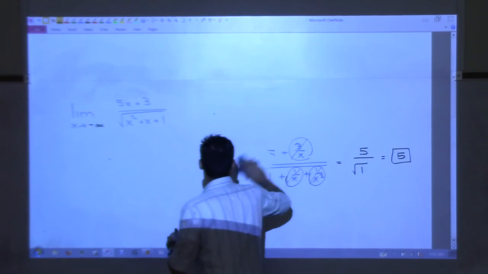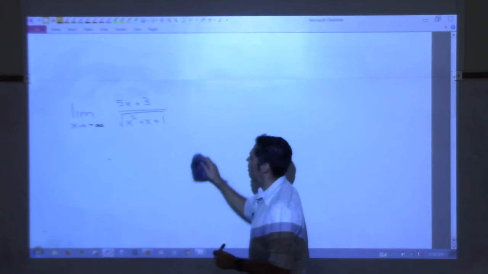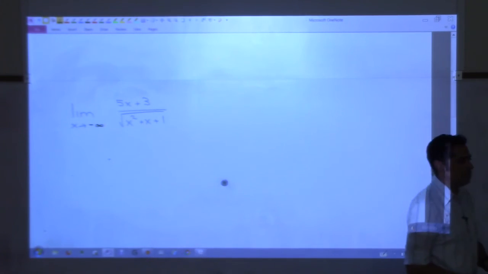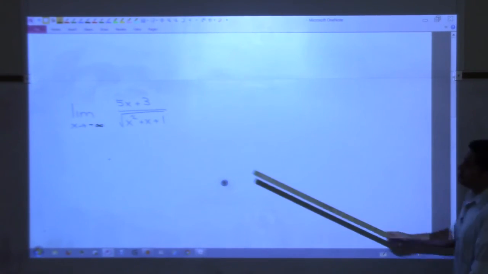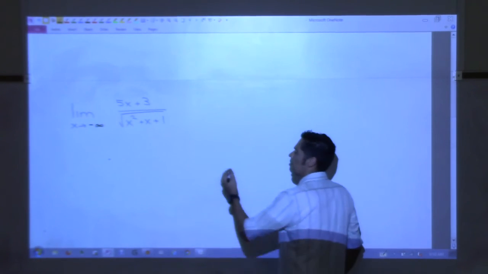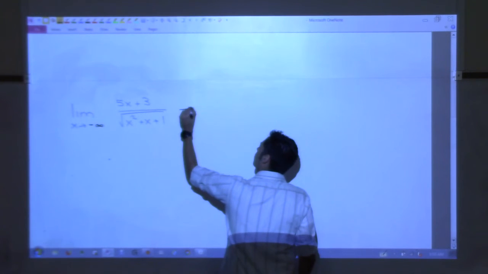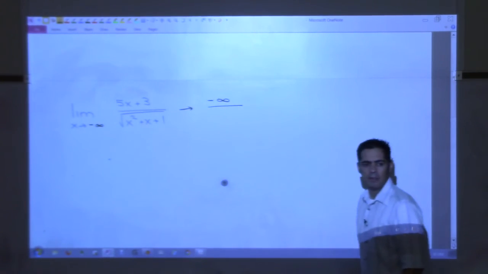We have not done negative infinity, so the only difference is that our number's getting big, but it's negative. So let's see if that has any impact on things here. Where's my numerator headed? So 5 times negative infinity, that's a huge negative number, plus 3, still headed towards negative infinity. Understand?